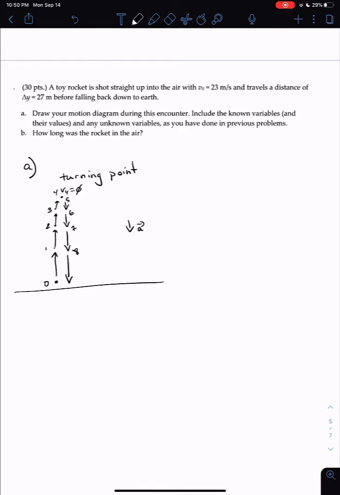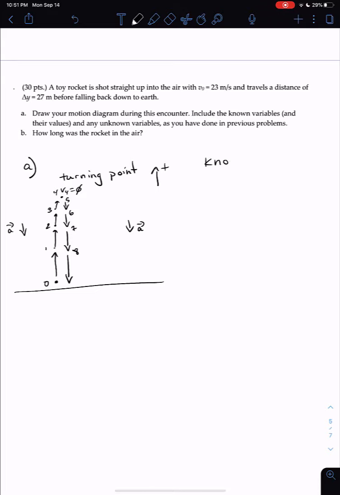So for both sides of this, when it's going up and when it's going down, the acceleration is the same, and it is pointed downwards. So the last thing that I need to do is pick a direction for it to be positive or negative. And I generally pick up as being positive. So we'll go through and work all of our measurements based on that.